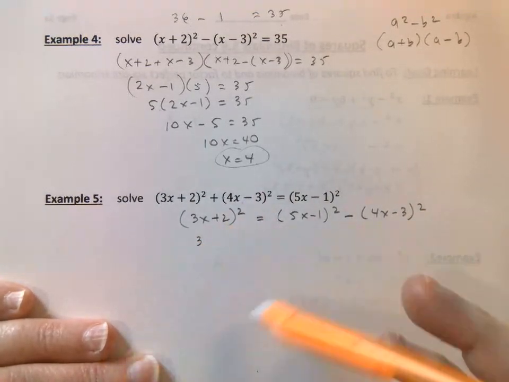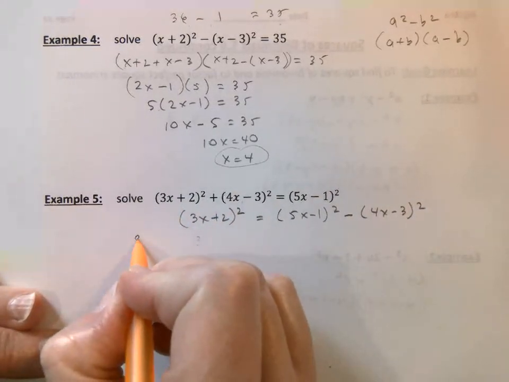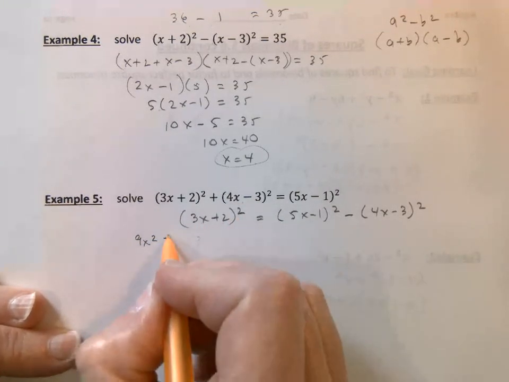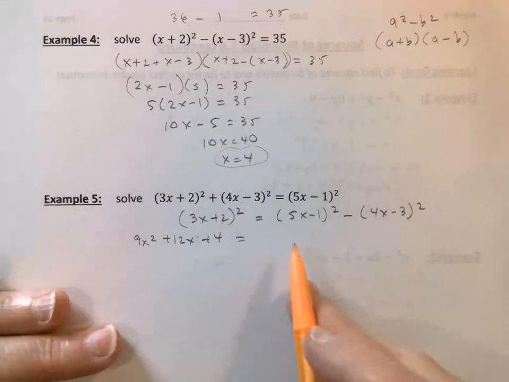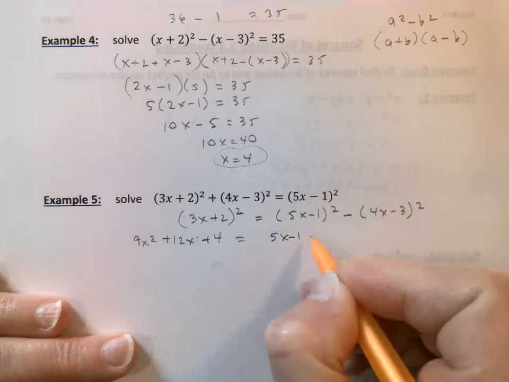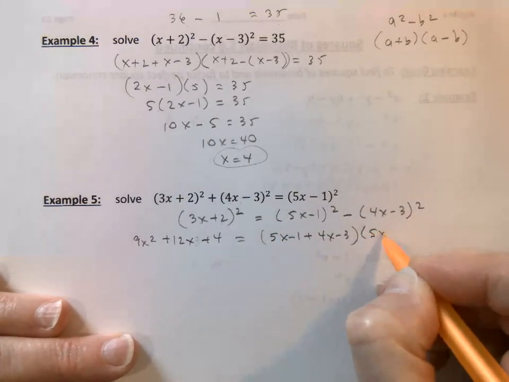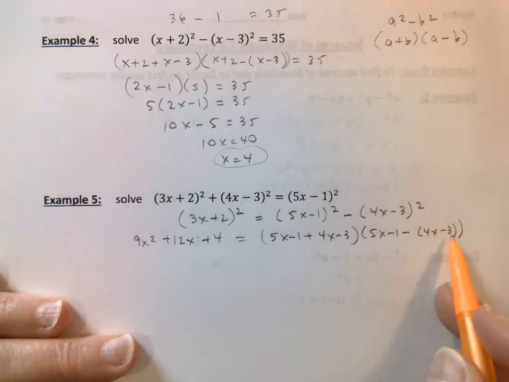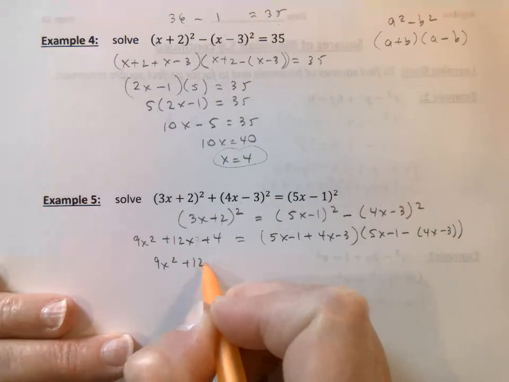If we go ahead and multiply this out, it's going to be the first one squared, so 9x squared. 3x times 2 is 6x, times 2 is 12x, plus 4. So I've just multiplied that out. This one, again, is going to be difference of two squares, so this might take a little bit. So I have 5x minus 1 plus 4x minus 3, times 5x minus 1 minus 4x minus 3. And again, I have to put that in parentheses so I can distribute the negative. This just stays 9x squared plus 12x plus 4.